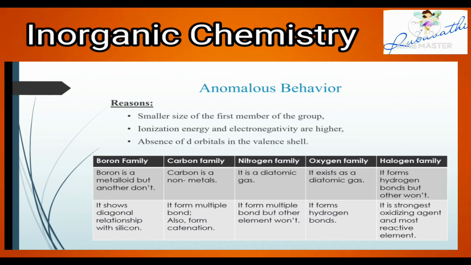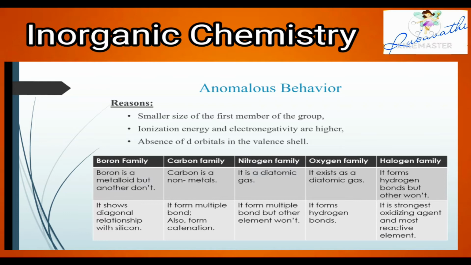Anomalous behavior is a behavior that differs from its original order and shows different properties from other members of its group. The reasons for this behavior are the smaller size of the first member of the group, higher ionization energy and electronegativity, and the absence of d orbitals in the valence shell.